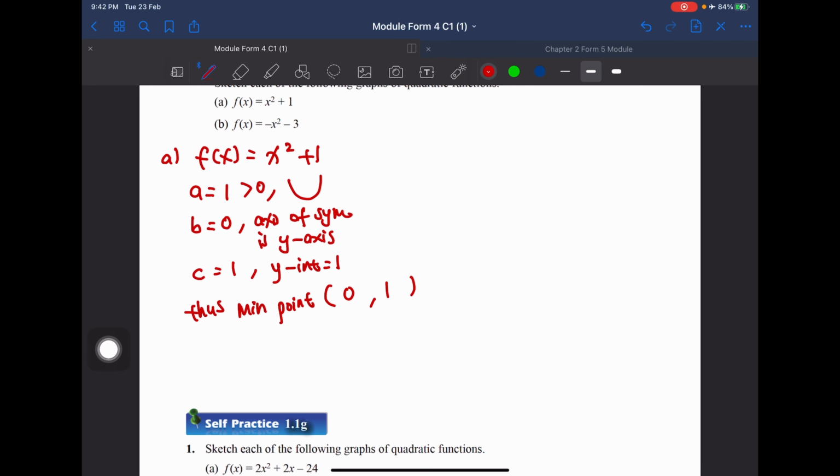Okay, next, macam mana kita nak buat lagi? Awak boleh ambil mana-mana point pada graph untuk mudahkan kita melakarkan graph. For example, saya ambil when x equals 2. So kita ada f(2) equals 2 square plus 1, 4 plus 1, 5. So ini maksud dia y lah, benda yang sama. y equals 5. Okay, so cuba lakarkan.